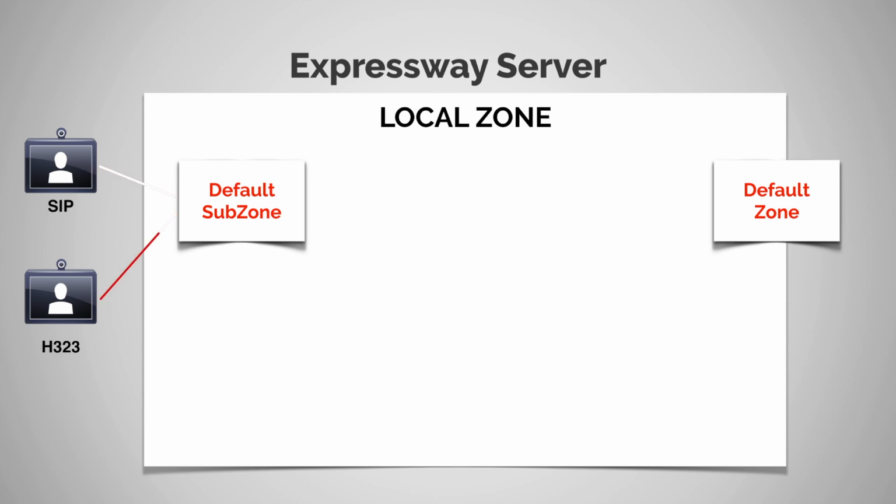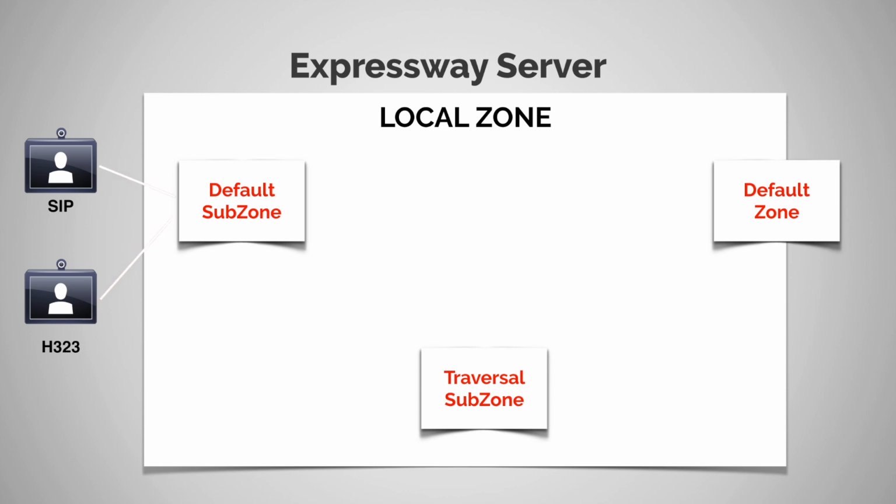Then we have another subzone called the Traversal Subzone. Now, the difference between a Traversal Subzone and the default subzone, first of all, is that no endpoints will ever register to the Traversal Subzone. It's impossible, they can't do it. The purpose of the Traversal Subzone is to handle all of your different types of traversal calls.